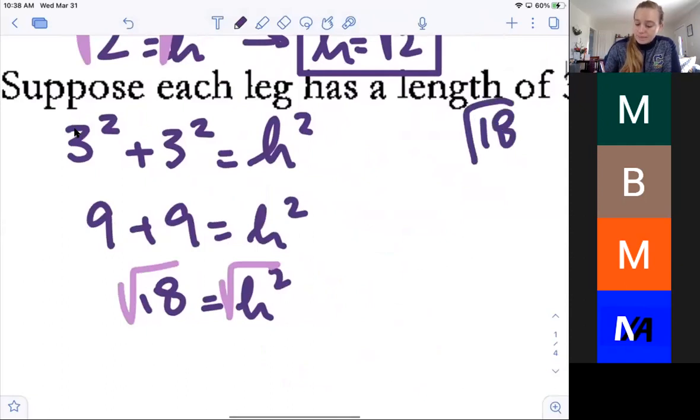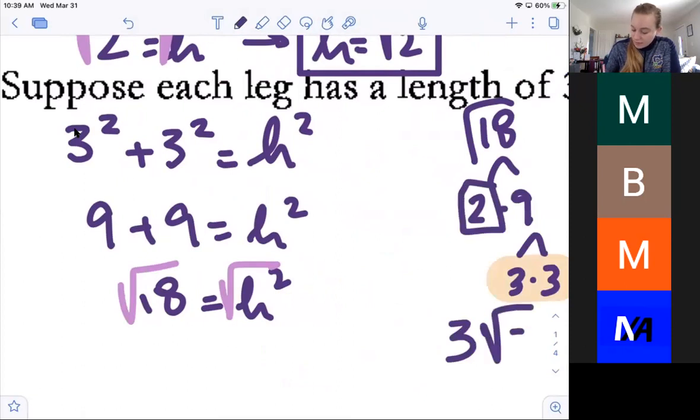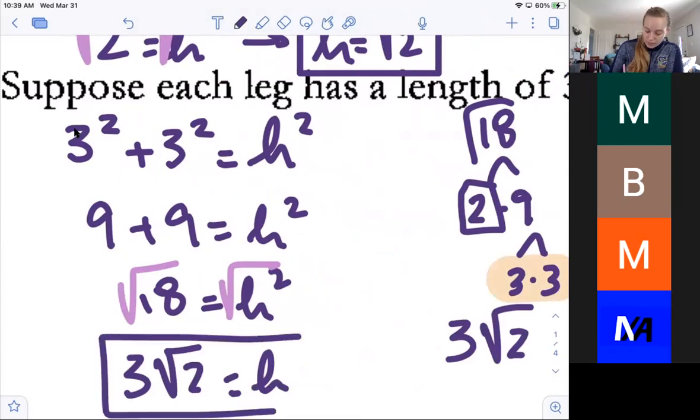Root 18. That breaks apart to be 2 and 9. Oh, and then 9 becomes 3 and 3. Awesome. 3 and 3 is the pair, so the 3 comes out. The 2 has no friends, so it stays under the radical. So my hypotenuse here is 3 root 2.